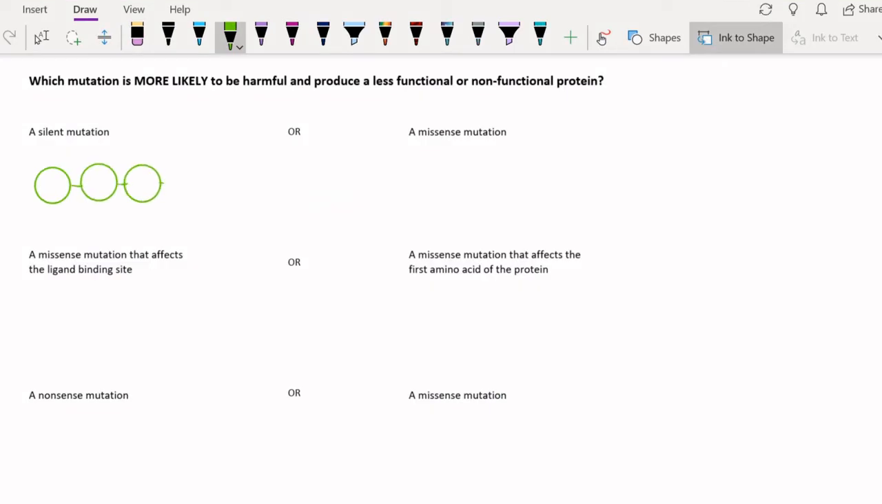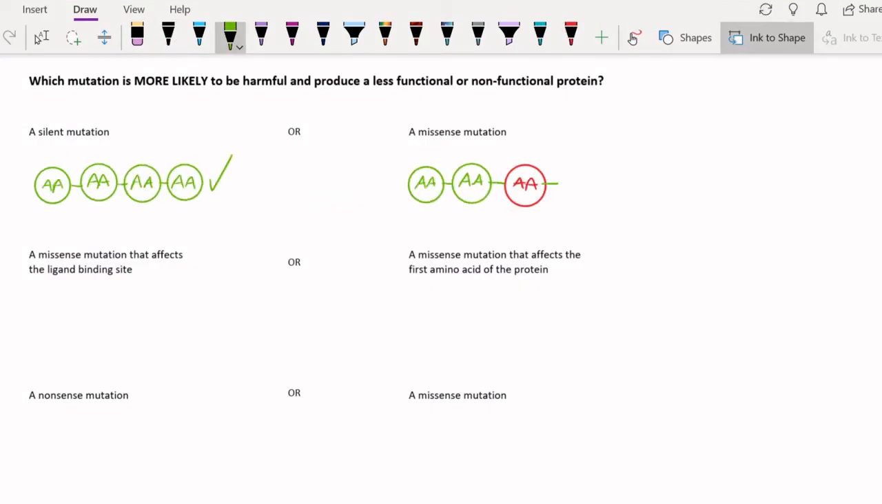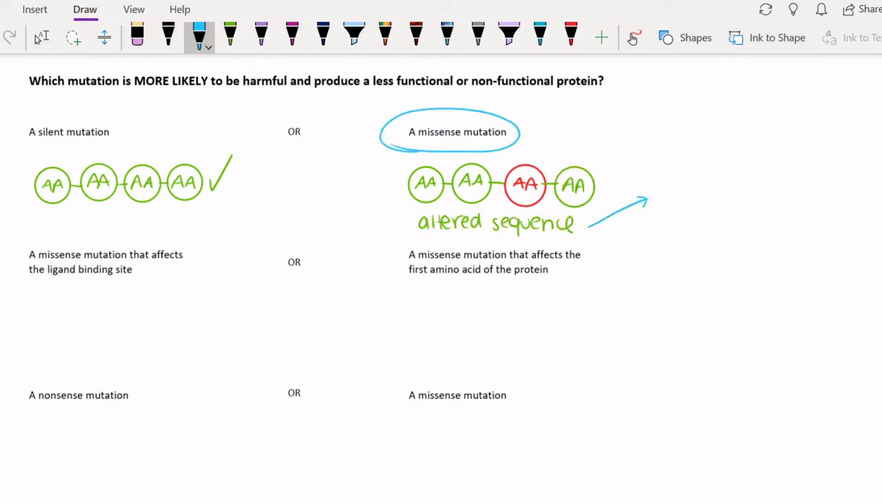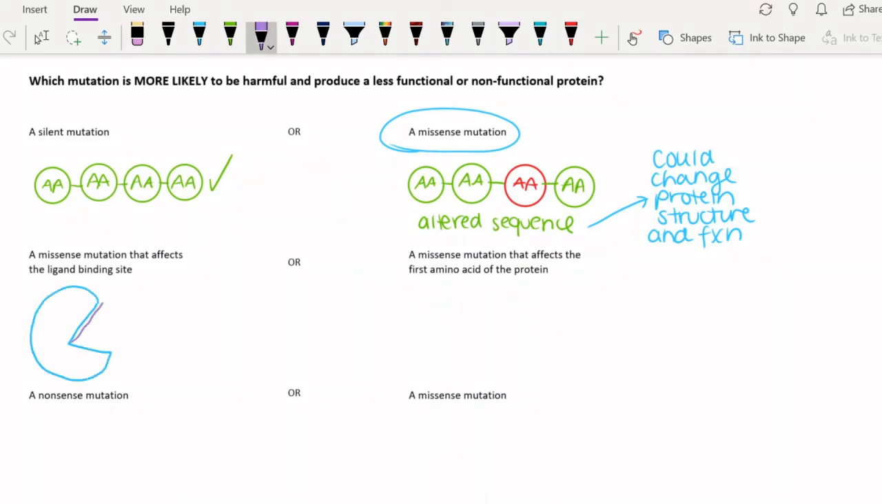First, silent mutation versus missense mutation. Well, silent mutations don't affect the amino acid sequence. A missense mutation does change an amino acid, which could affect protein structure and function, so the answer here is missense mutation.